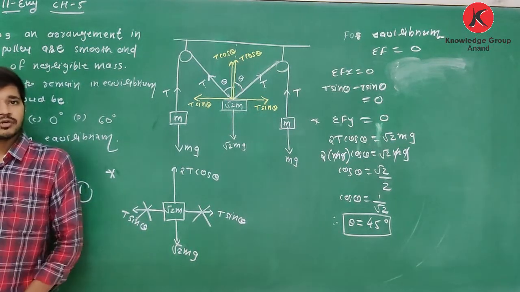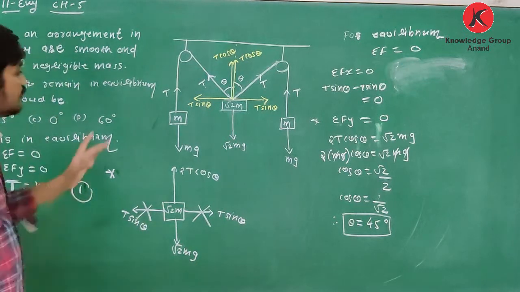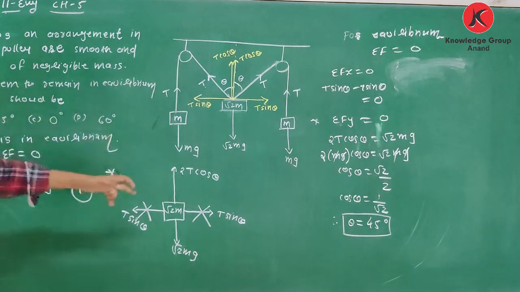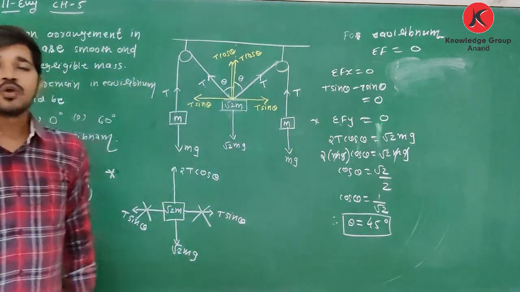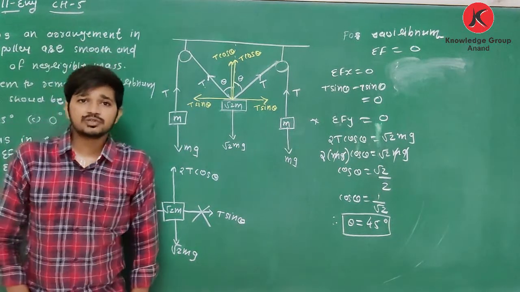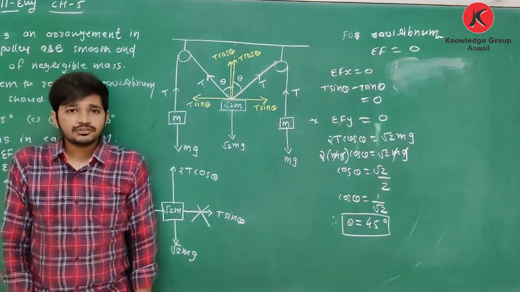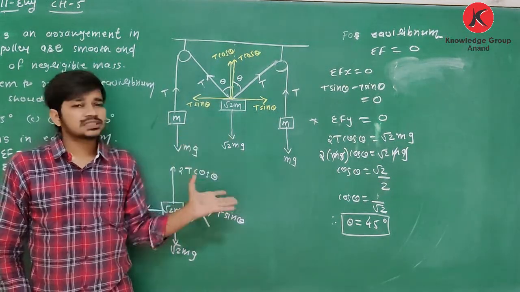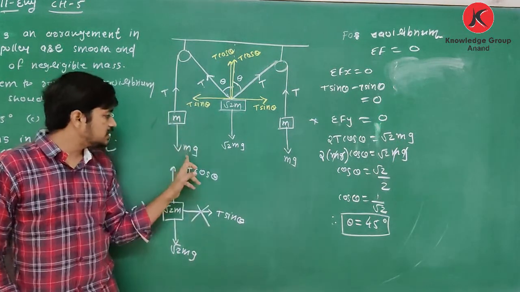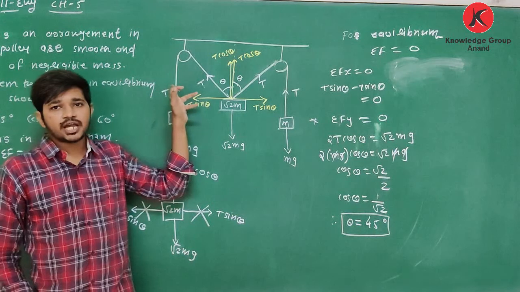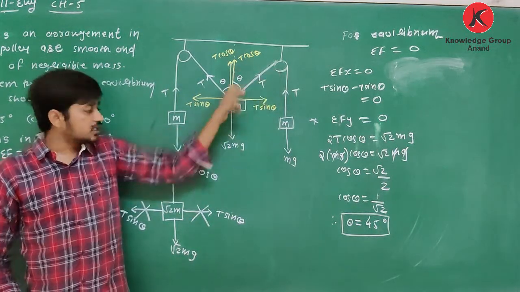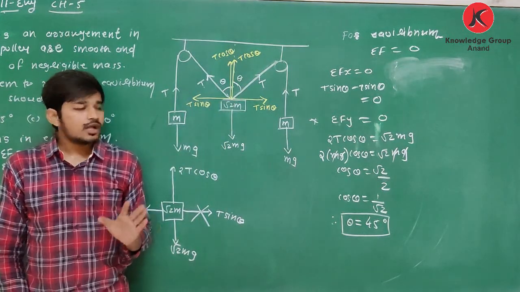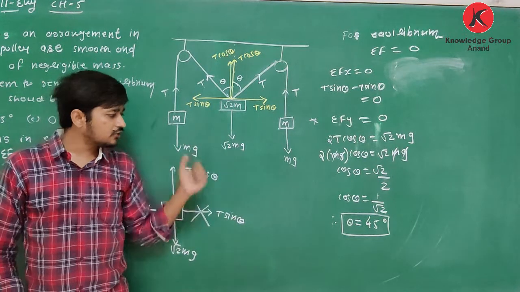Clear about this? So this is one question in which you are given a two pulley system, and you have to find the angle made by the strings with the vertical in equilibrium. What is important again is the free body diagram, how to draw these forces. Here mg is in the downward direction, so tension is in the upward direction. Root 2 mg is downward, tension is upward. So it is one important question. Theta is equal to 45.